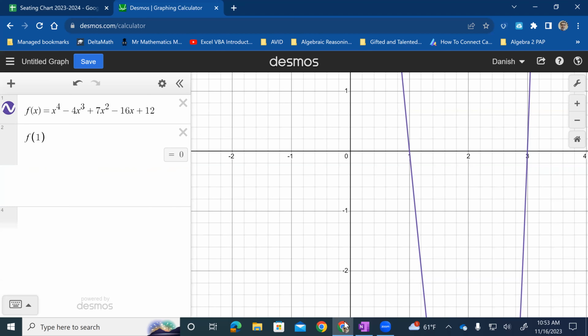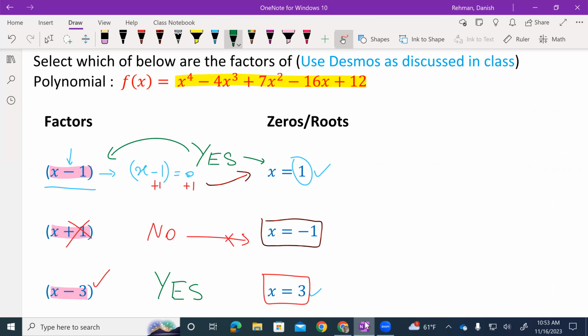These are the hints that you can utilize to simply find out the roots of any polynomial using Desmos.